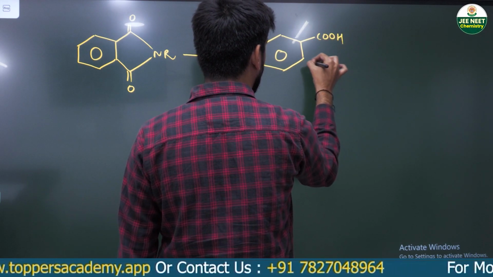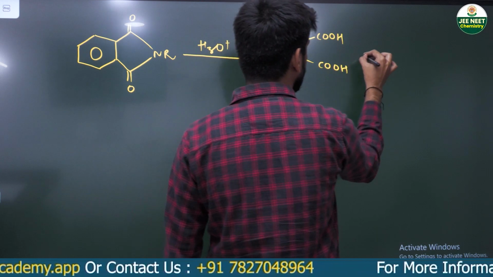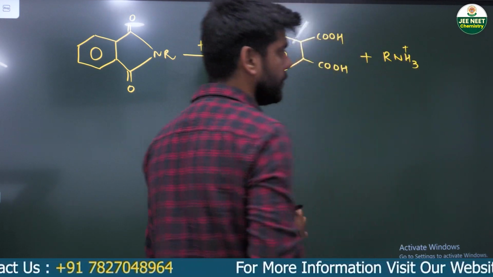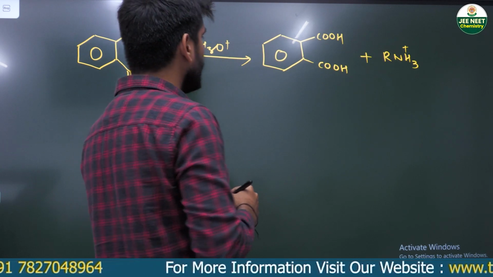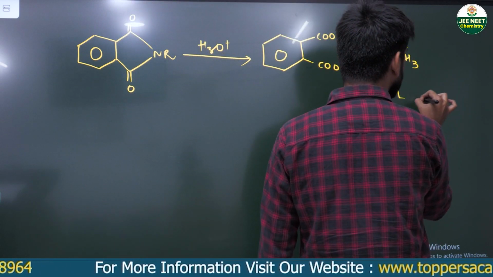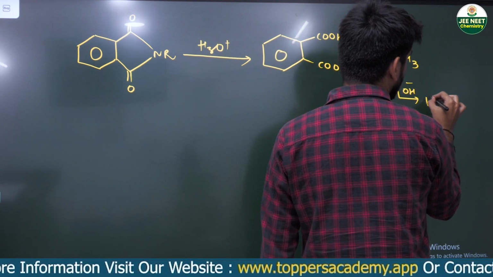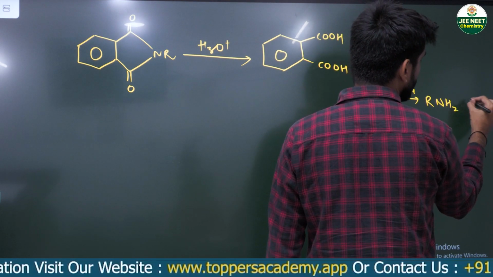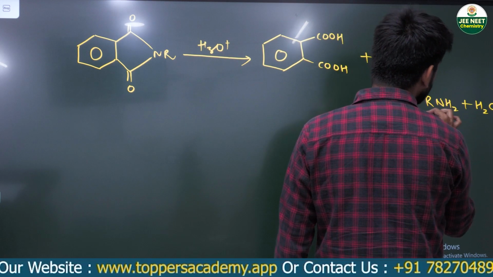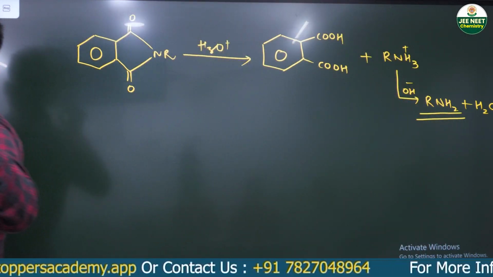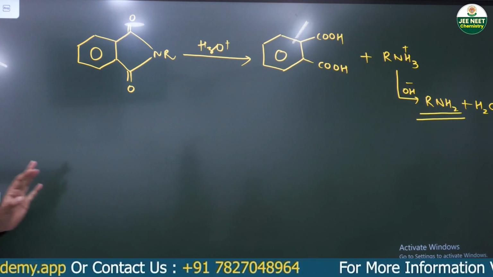And look here, and obviously I will have RNH3+, that's ammonium salt. Now what will happen? We have a base, so it will be RNH2 plus H2, simple. The purpose is that we are getting primary, aliphatic amine.